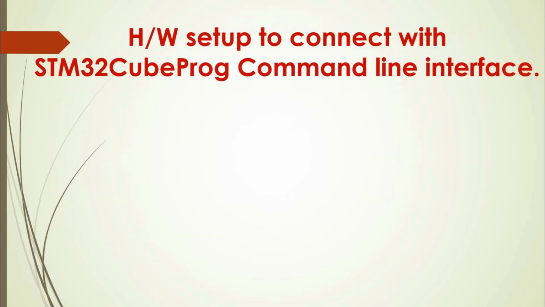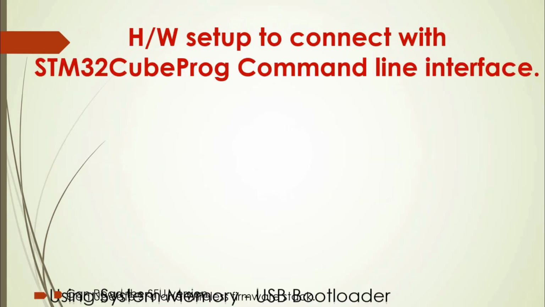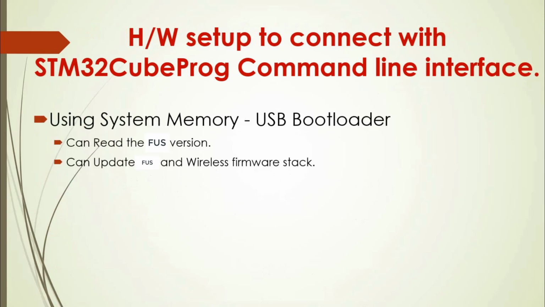Now let's see the hardware setup we have to do. There are two methods by which you can connect your hardware. One is using the system memory. System memory is a memory location inside the MCU where ST has preloaded a bootloader. For this method, we will be using the USB bootloader, which has the capability to update the FUS as well as the wireless firmware stack, and also your application code.